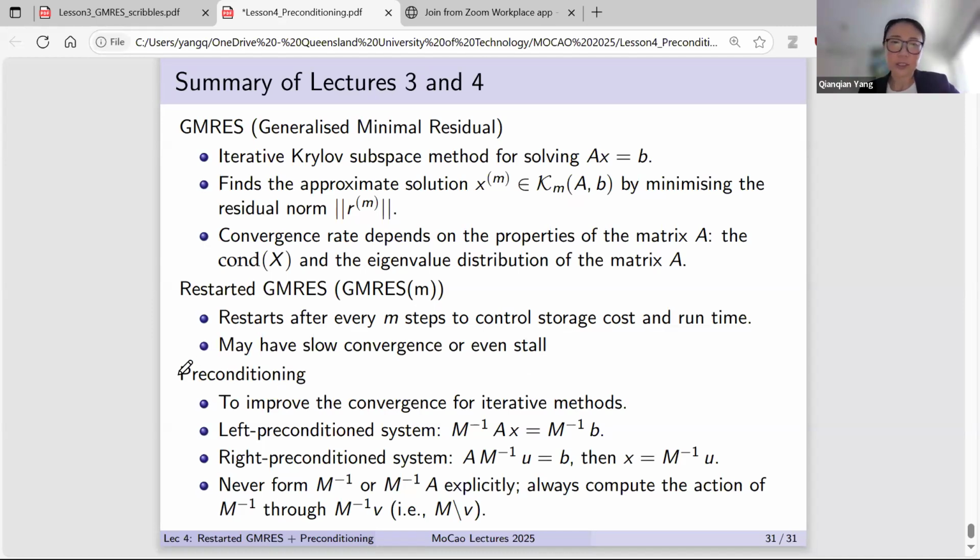The last topic is preconditioning. It's really essential for most iterative methods to be successful, to improve the convergence. Standard GMRES, remember, behaves more like a direct method, so you need m to be quite big to finally converge. Here we summarize that we can do left preconditioning and also right preconditioning. I want to emphasize again: we never form M inverse A or A M inverse explicitly. We always compute the action of M inverse through a matrix-vector operation, like M\v.